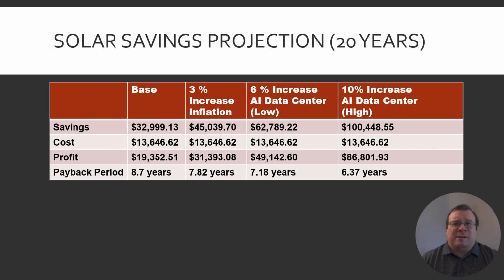Currently in the market, there's a rapid expansion of AI, and so more data centers are going to be built. Based on some light research, depending on the utility company, data centers could add 6 to 10% of homeowners' electricity cost each year. If we apply the 6%, we see that the homeowner will make $49,142.60 in profit. The homeowner will recover their cost in 7.18 years. If we apply the 10%, we see that the homeowner will make $86,801.93 in profit. The homeowner will recover their costs in 6.37 years.